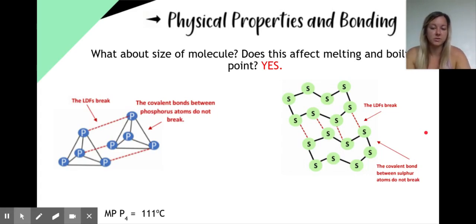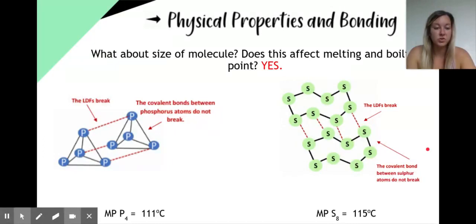Well, yes, it does. Phosphorus's melting point is 111 degrees C. It only has 4 atoms in the molecule, whereas sulfur has 8 atoms in the molecule. So sulfur contains far more electrons and is a larger molecule than phosphorus. So we can then predict that sulfur's melting point is going to be higher. And in fact, it is. It's 115 degrees C. But you might be thinking, well, there's only 4 degrees of a difference. That's not very much, and you'd be absolutely right.